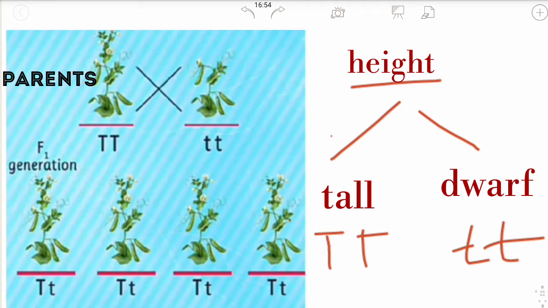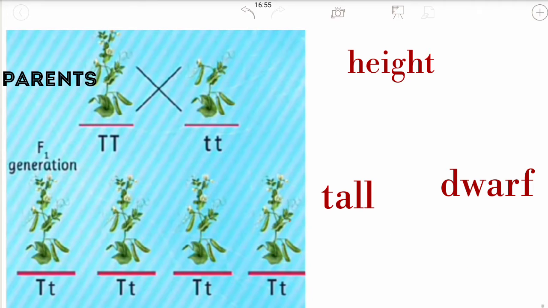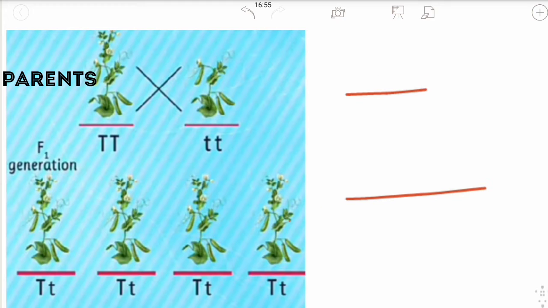Mendel took pure tall plants and pure short plants and called these the parents. When he crossed pure tall and pure short plants, he got all the plants tall, but no one was dwarf. Then he considered that this is mainly because of the dominant and recessive characters.